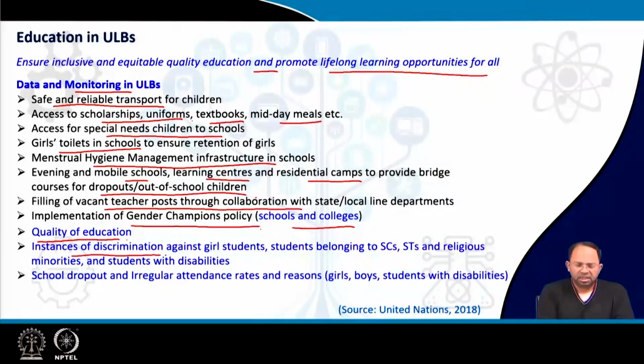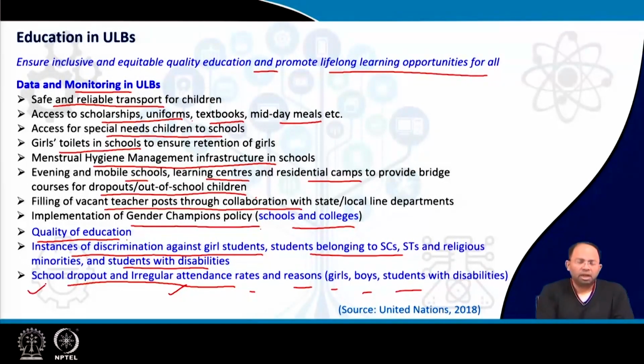Then instances of discrimination against girl students, students belonging to SC/STs and religious minorities, and students with disabilities, this has to be tracked and monitored. Then school dropout and irregular attendance rate, as well as reasons why they are dropping out, what is the rate of that dropout, both for irregular attendance and eventual school dropout. Both have to be tracked for girls, boys, and students with disabilities.